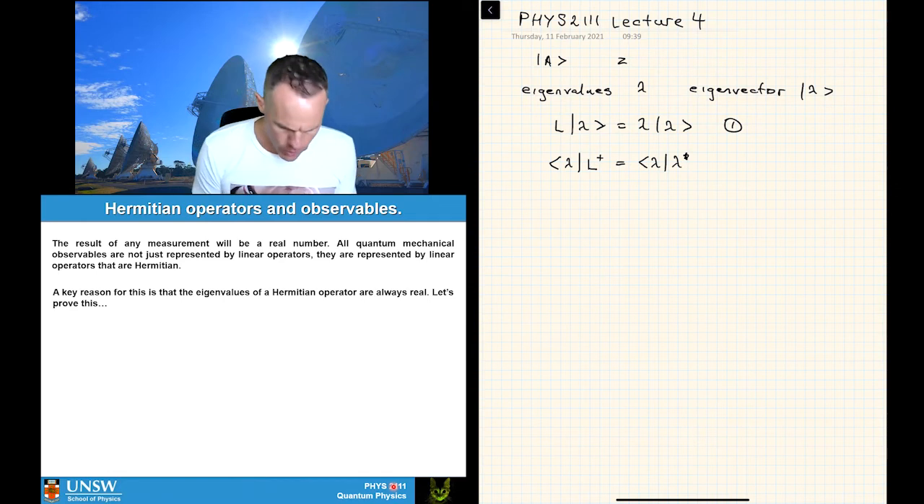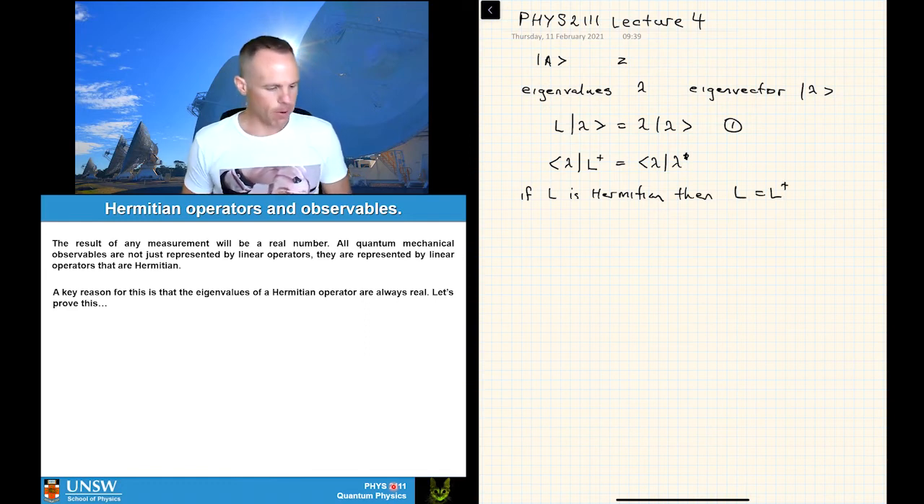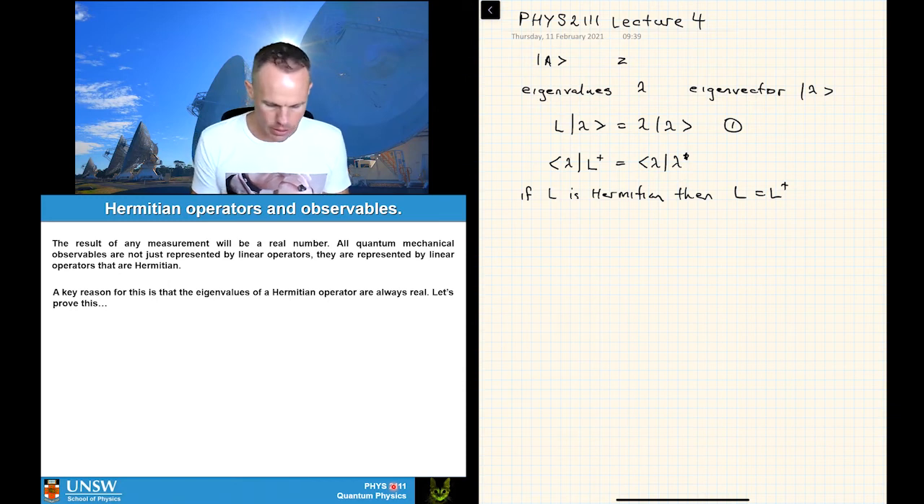Okay, so one thing we know is that L is Hermitian, right? What that means is that L is equal to L dagger. And so we can take the equation that we just had above and write it like this.